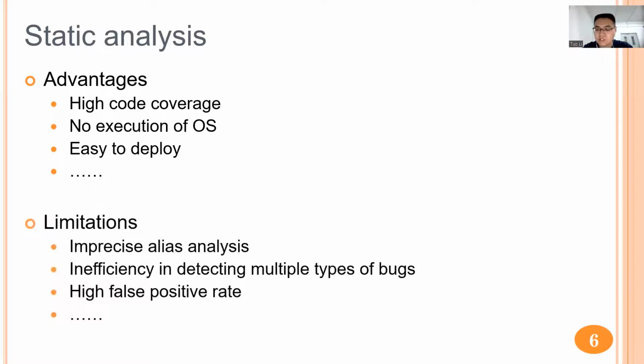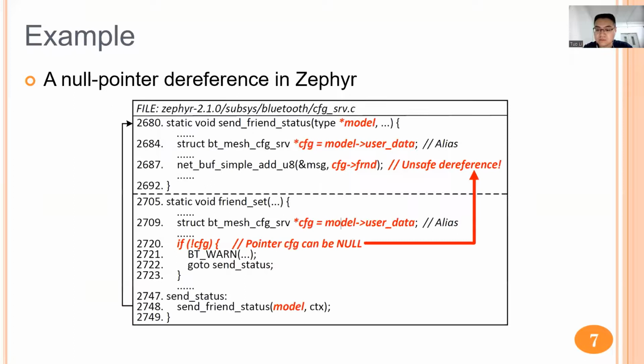However, there are limitations of static analysis. For example, alias analysis is not quite precise, and detecting multiple types of bugs is inefficient. Besides, the false positive rate is high when performing bug detection statically.